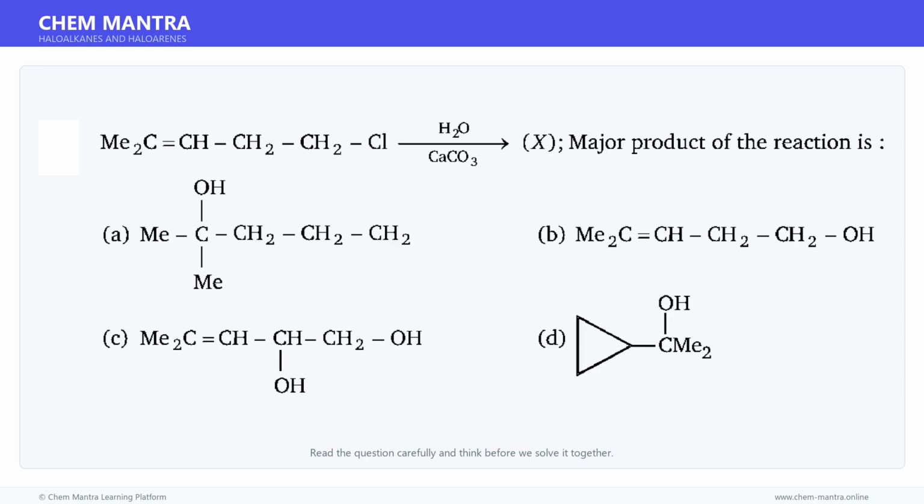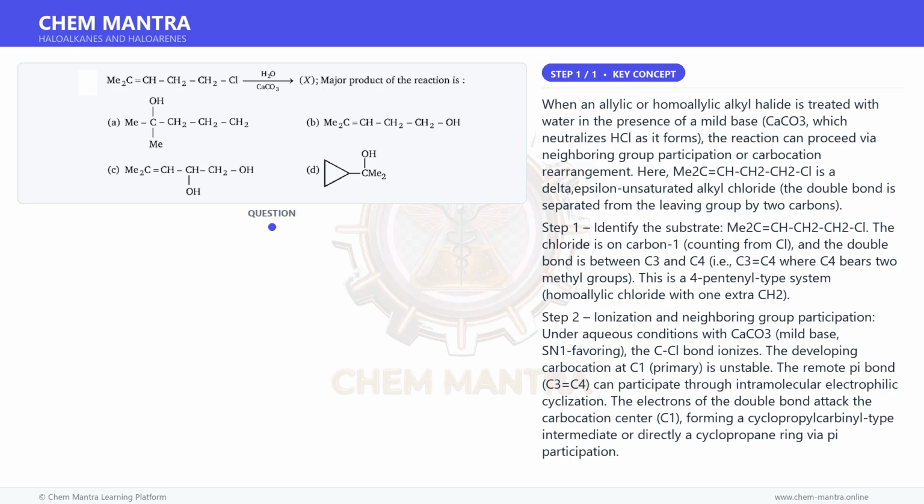Here is a question. Read it carefully and think about the answer. Let us solve it step by step. Let us first understand the key concept here. When an allylic or homoallylic alkyl halide is treated with water in the presence of a mild base, CaCO3, which neutralizes HCl as it forms, the reaction can proceed via neighboring group participation or carbocation rearrangement.